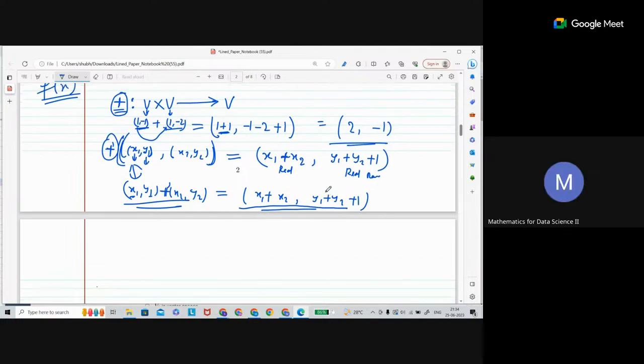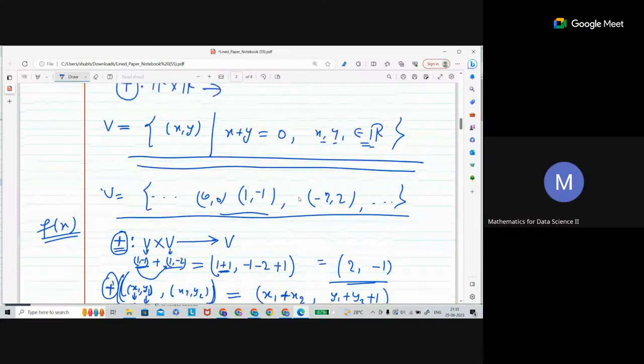Sir, it is defined like this, so it is closed under addition, right? Because the addition is defined like this. The addition is defined like this, but see, what does closure mean? Whatever you are adding, after adding, it should be in V. Right? This is the main idea of closure. So V is the complete real line, correct? No, V is not the complete real line. So what is it defined as?